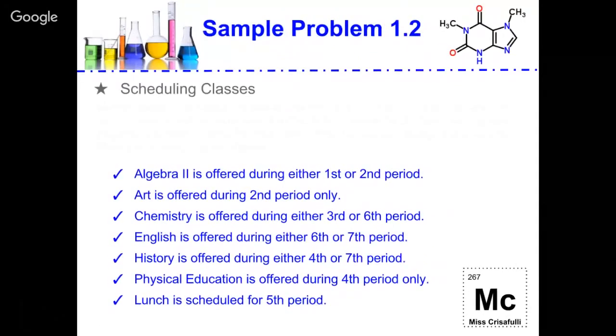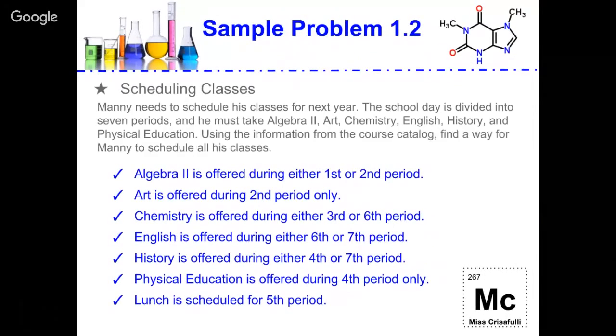Scheduling classes. Manny needs to schedule his classes for next year. The school day is divided into 7 periods, and he must take Algebra 2, Art, Chemistry, English, History, and Physical Education. Using the information from the course catalog, find a way for Manny to schedule all of his classes.